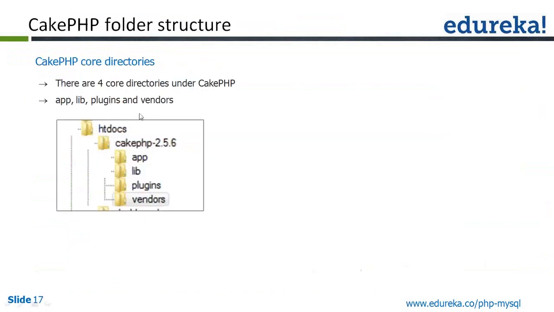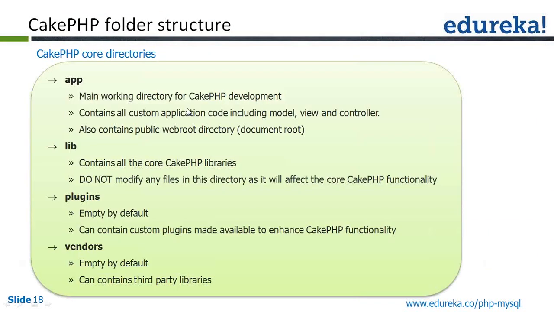These are the directories. There are 4 core directories under CakePHP: app, lib, plugins, and vendors. App is the main working directory for CakePHP development and contains all custom application code, including model, view, controller. Everything is available in different folders. It also contains the public web root directory, where the CSS, JavaScript, and images are. Lib contains all the core CakePHP libraries. Our support team says do not modify any files in this directory as it will affect core CakePHP functionality, because they are all libraries.